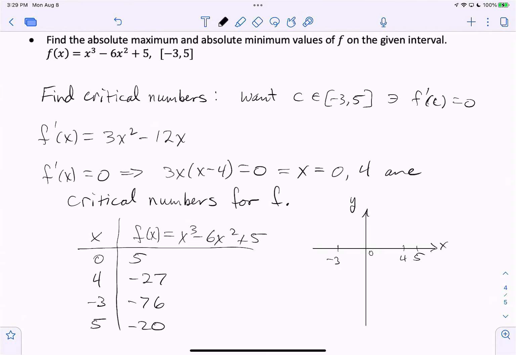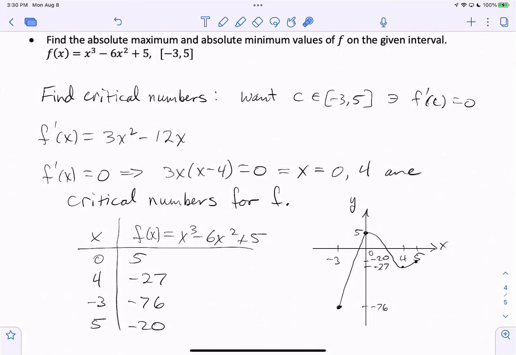At 0, our function value is 5. At -3, our function value is -76. At 4, the function value is -27. And at 5, our function value is -20. I don't know what our graph looks like, but it clearly goes through at least these points. I don't know, maybe it dips up here and comes back down. Maybe it goes through 5 and then it doesn't matter. What matters is that on this interval, oh, you know what?